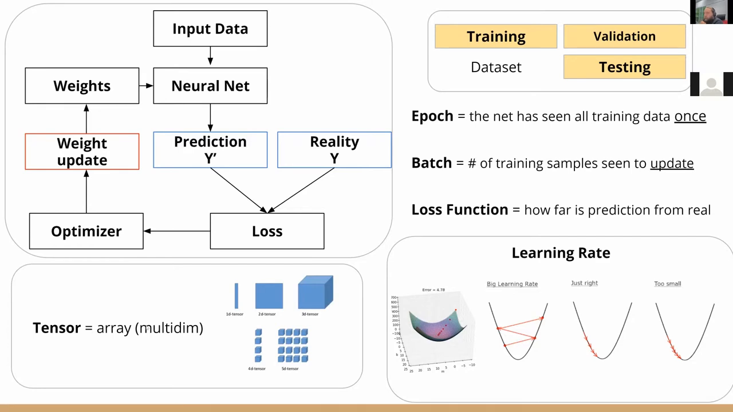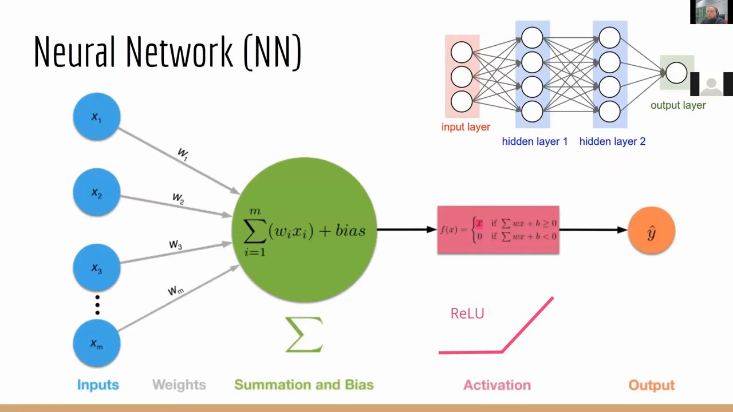The final thing about terms is a tensor. You already saw it. A tensor is the equivalent of an array or a multidimensional array. Everything here, input data, et cetera, we call tensors in this field. Essentially, if you hear the term 2D tensor, it's a two-dimensional array, 3D tensor, and so on. So don't be afraid if you see the word tensor and you don't know what this is. It's a pretty simple thing. Okay, so we saw the one neuron.